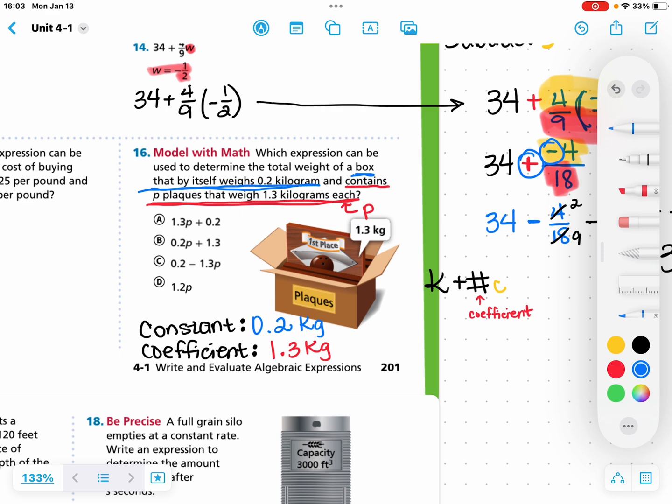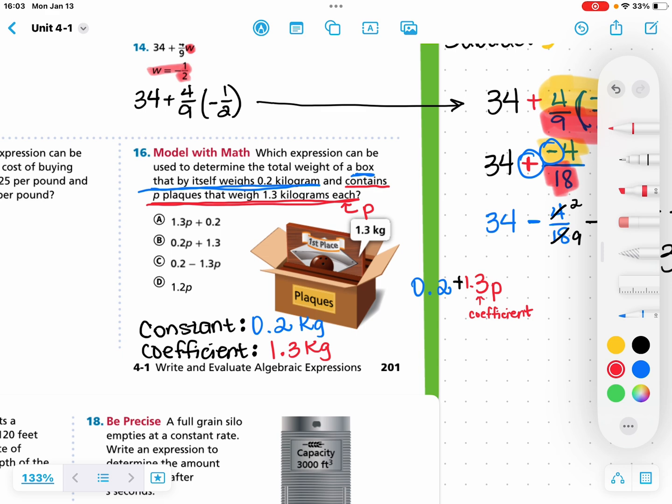Now I just need to plug it into the correct equation. My K, my constant, we stated was 0.2. My coefficient, we said, was 1.3 times. We don't need to put that C because we're told that the plaque, that letter, will be represented by P. Which equation shows that?